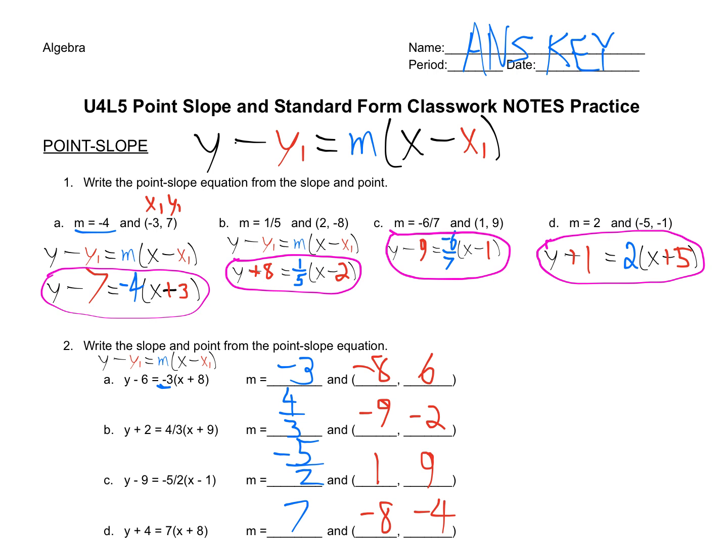So let's look at the first problem. We want to write the point slope equation from the slope and the point. So m is -4, and we have a point at -3, 7. Remember, -3 is the x1, 7 is the y1, and so we have y minus y1, which is 7, so y minus 7 equals m, which is -4, so -4, parentheses, and normally we do x minus -3.